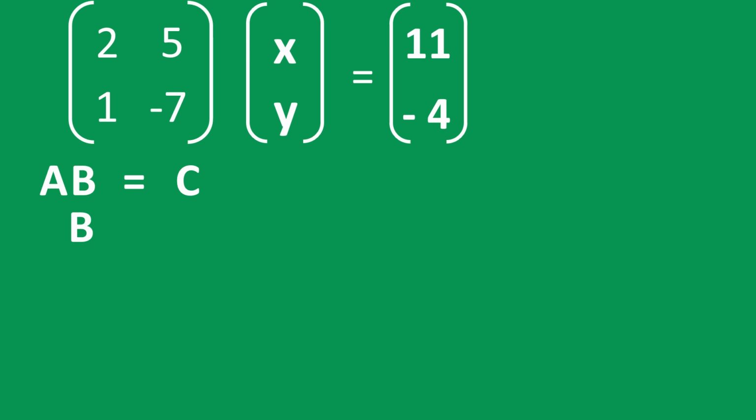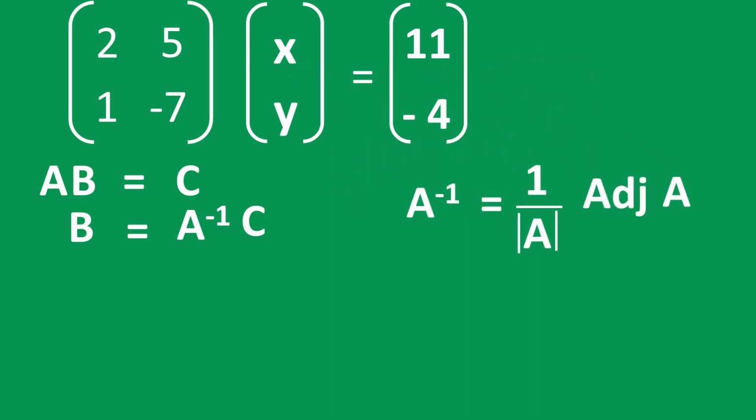So like we said earlier, AB is equal to C. Therefore, B, which is what we want to find, will be equal to what? What's the guess? A inverse times C. That is the inverse of A times C. And what is the inverse of A?